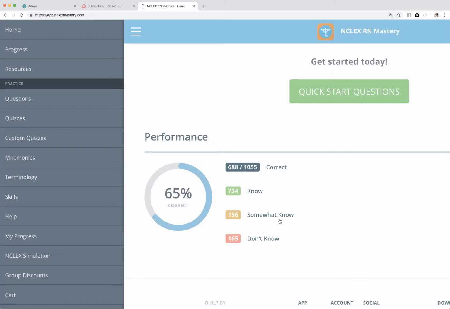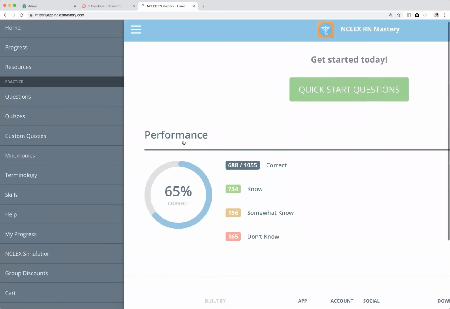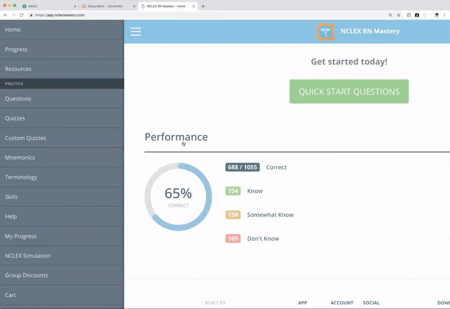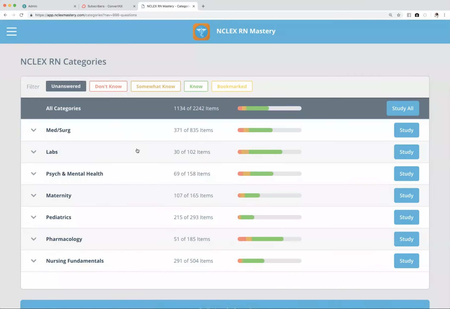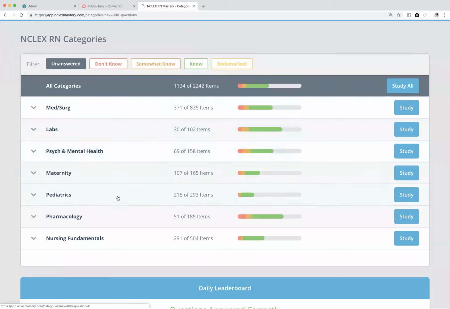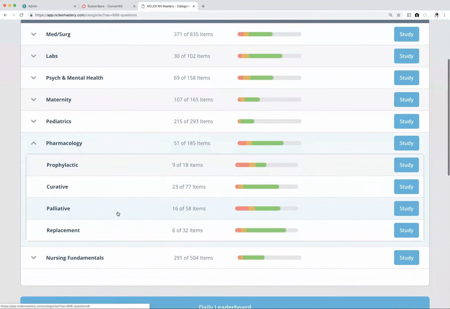And then if you had no total clue as to what was going on in your question and you were just stumped, then you want to hit that don't know button, okay? And then it gives you a performance score. So let's just jump right into questions. Let's do some pharmacology questions.